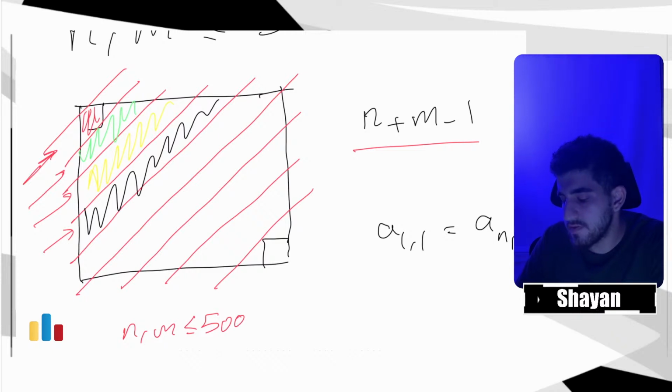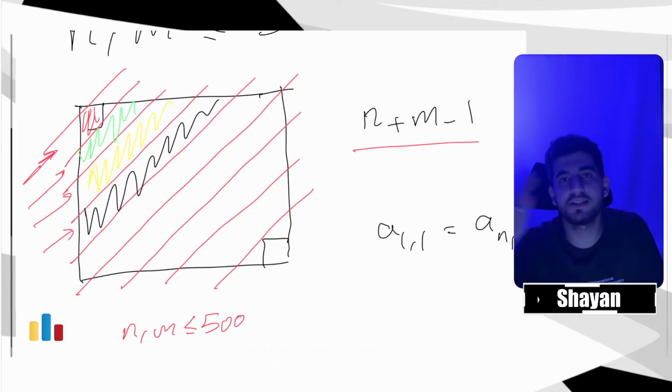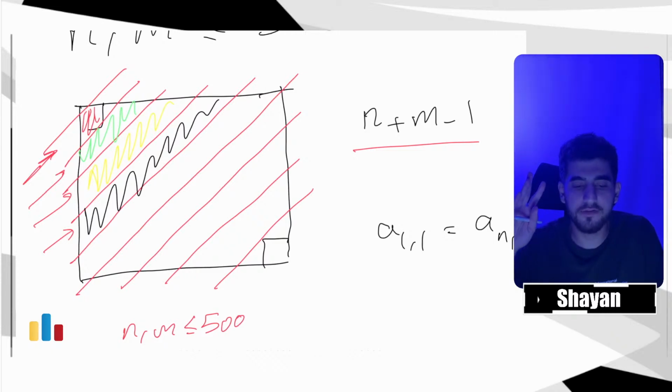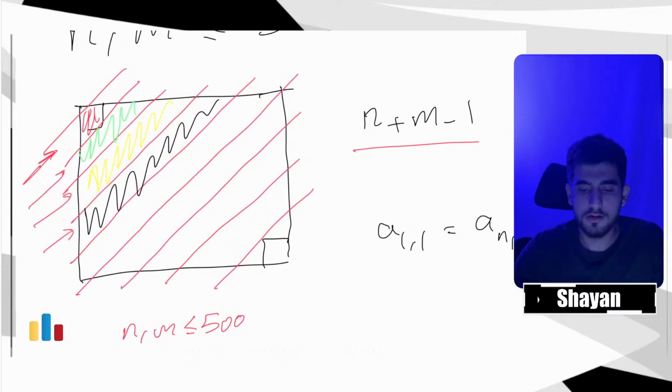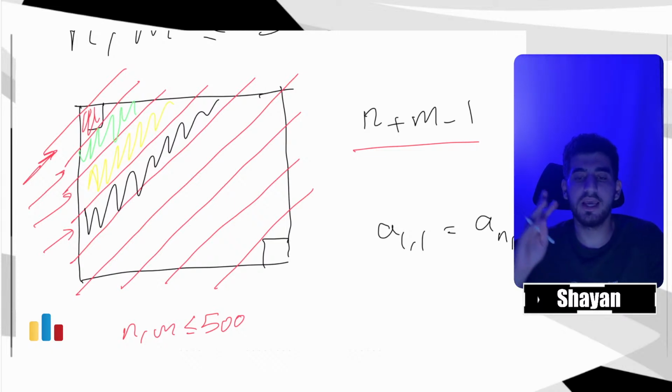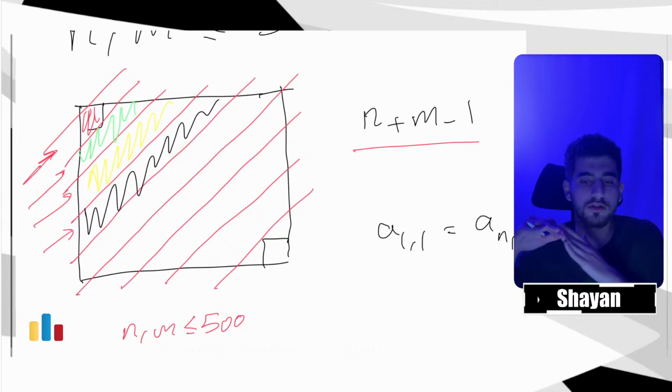What is the length of each diagonal? What is the maximum length that each diagonal can have? What is the maximum length that our diagonals can have?